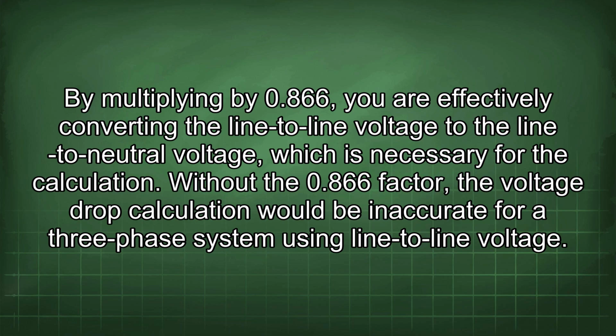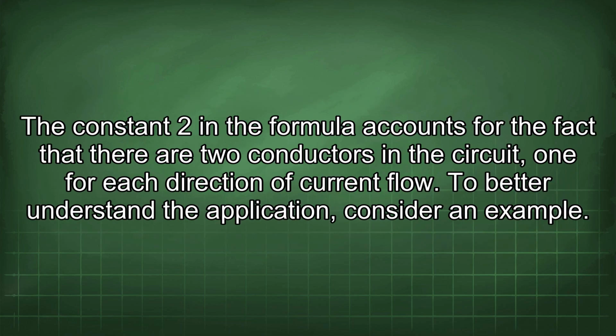Without the 0.866 factor, the voltage drop calculation would be inaccurate for a three-phase system using line-to-line voltage. The constant 2 in the formula accounts for the fact that there are two conductors in the circuit, one for each direction of current flow.